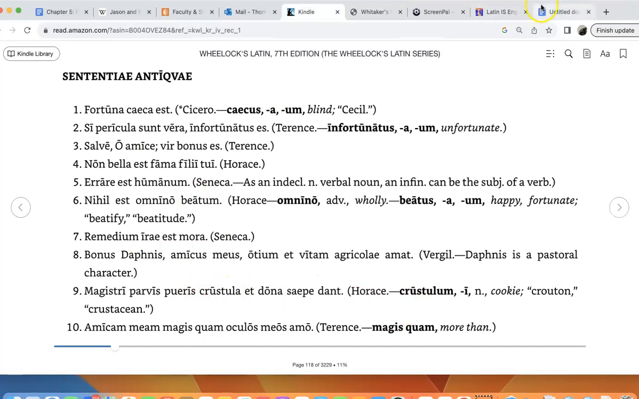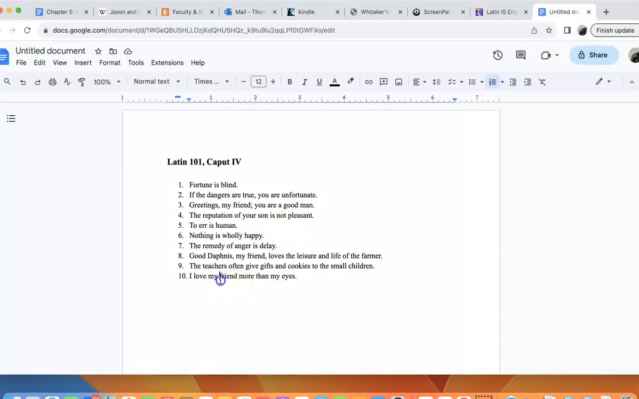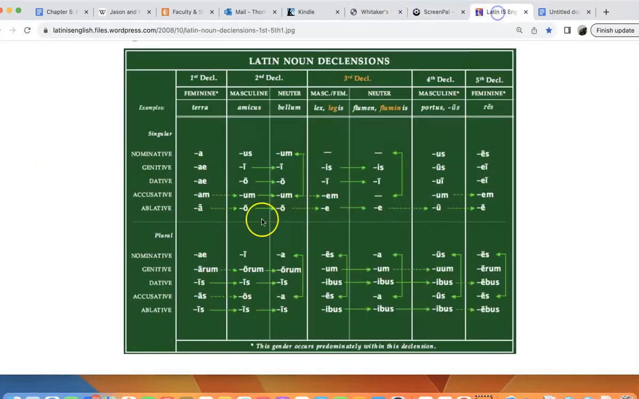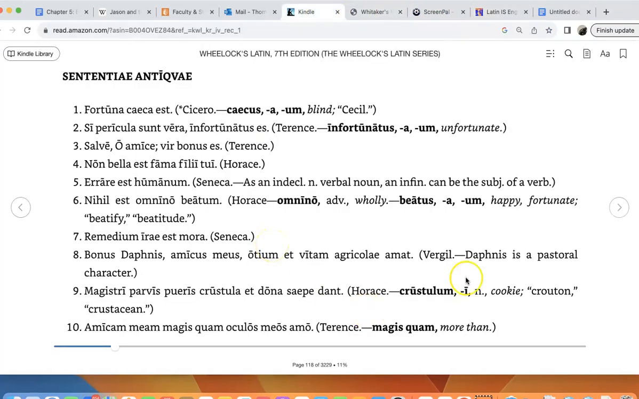But we could change that to I love my sweetheart. Oops, if I can type here. More than my eyes, or my girlfriend. You can decide what you want to do here. Now, in case you're wondering, if it were amicum and not amicam, then it would mean male friend. So this is female, generally feminine. This is masculine. So knowing your endings and your declensions will help with that. And then we mentioned before, this is probably just going to have to be memorized.